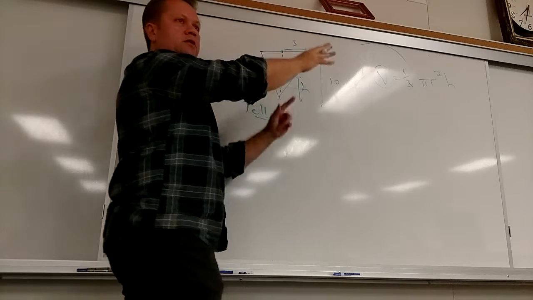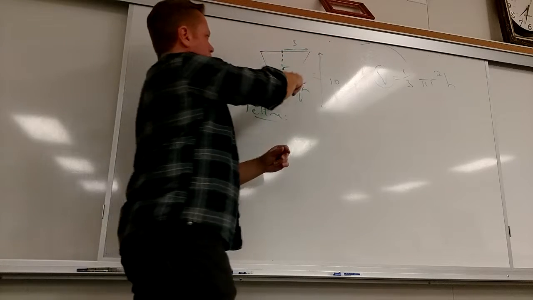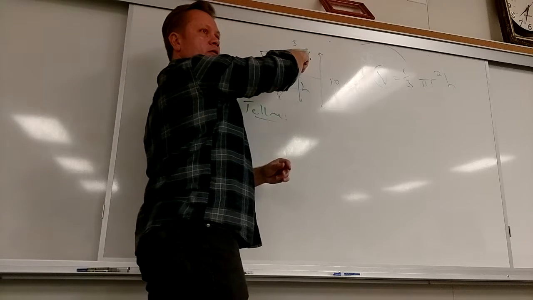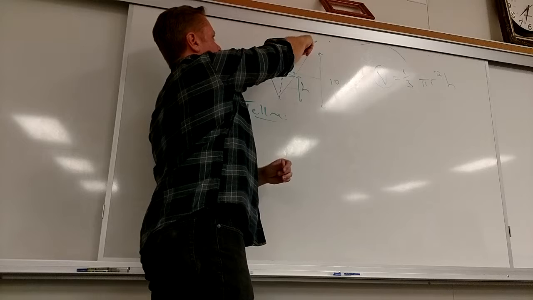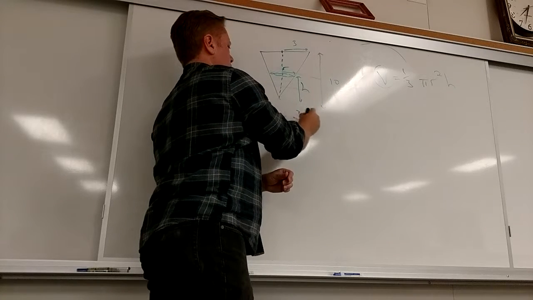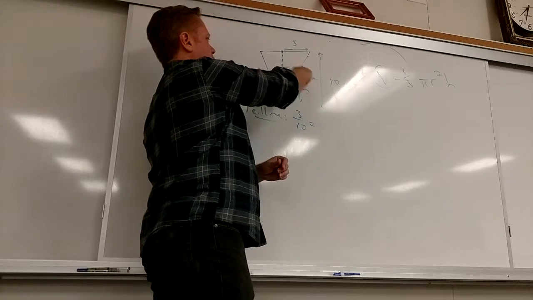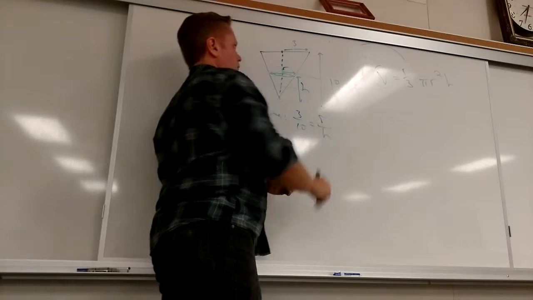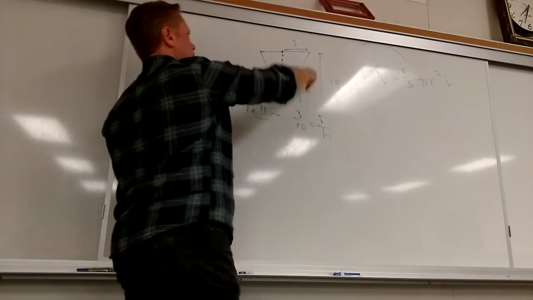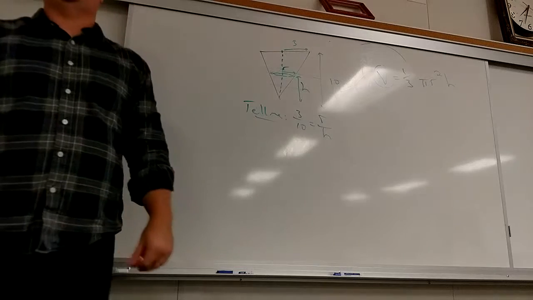There are a lot of different ways to do it. I've got a little triangle and I've got a big triangle. So the ratio of the big triangle stuff equals the same ratio of the small triangle stuff. Or you can do the ratio of the heights equals the ratio of the radii. It doesn't matter.